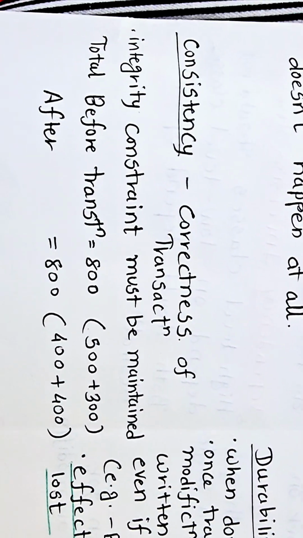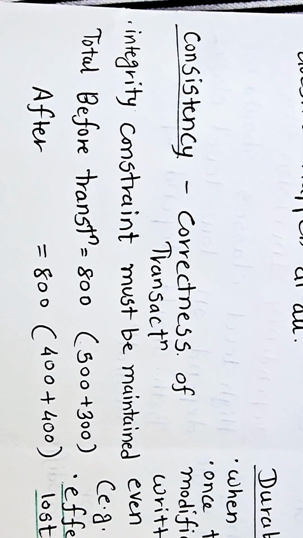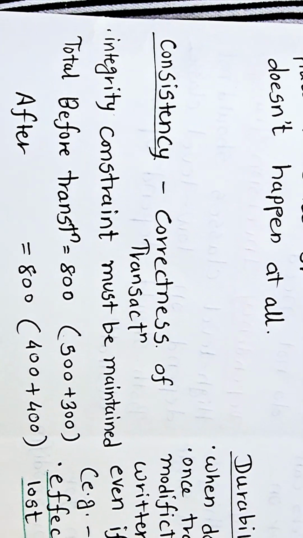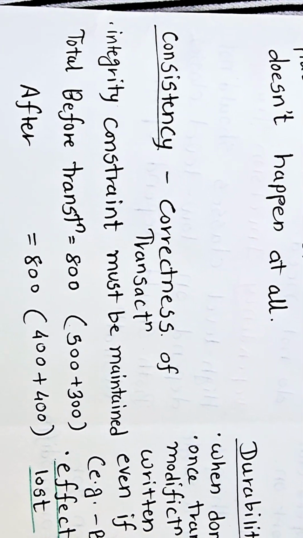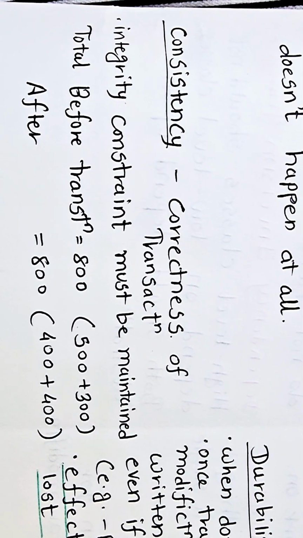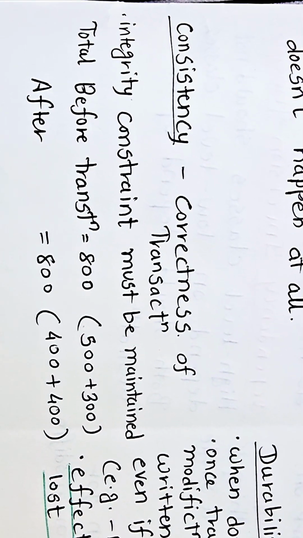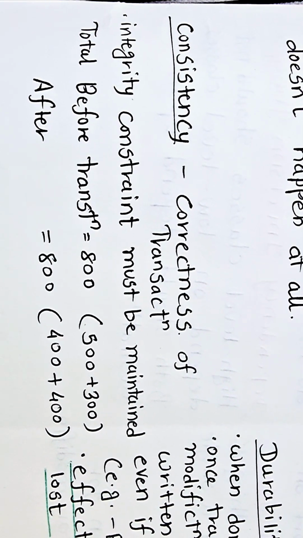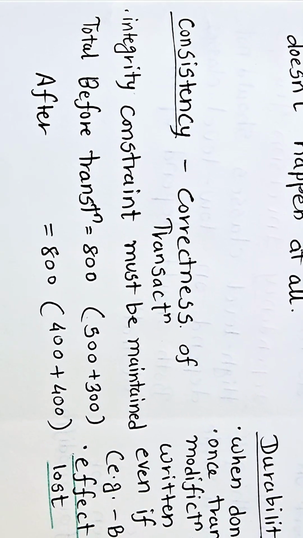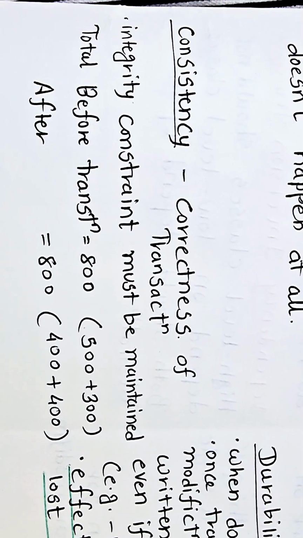Second is consistency. So C for consistency, correctness of the transaction. Integrity constraints must be maintained. Take the example: the total before the transaction is 800, that is the addition of two entities, 500 and 300, and the total after the transaction is the same, 800, with the given entities being 400 and 400. That's the consistency.